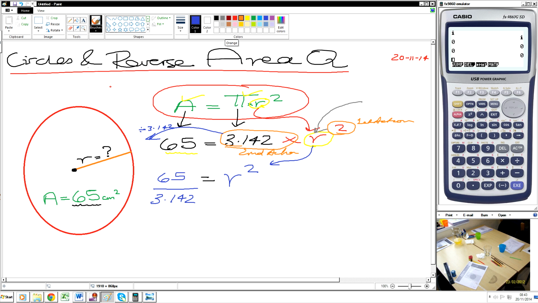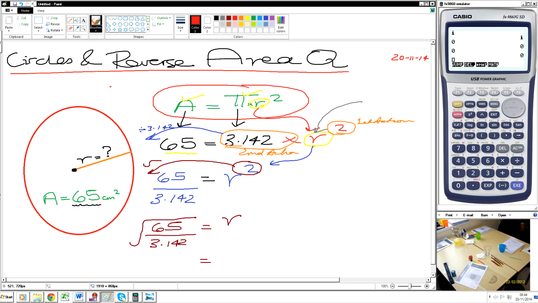So what do we do now? We grab the r, so we grab the square, and we have to undo that function. The opposite of squaring the r is to square root the other side. So we are now left with r is equal to 65 divided by 3.142, all of it square rooted, which will give us the value of r.